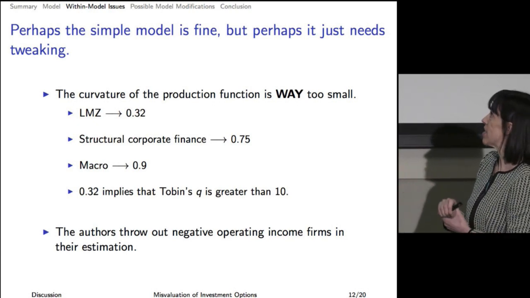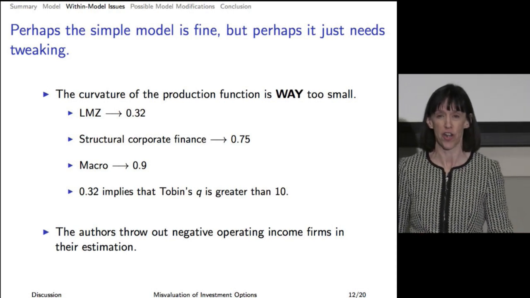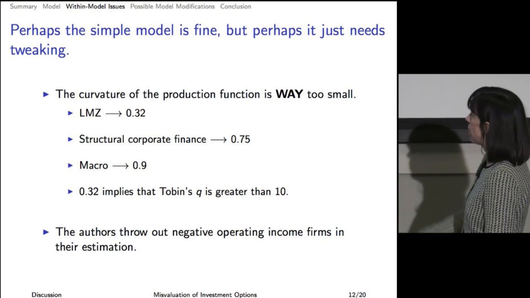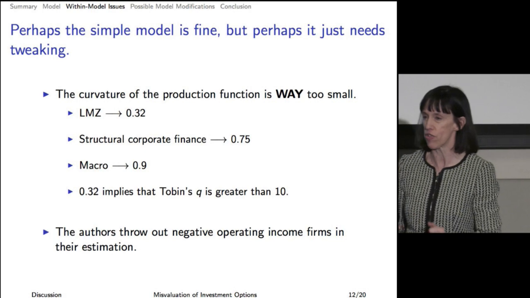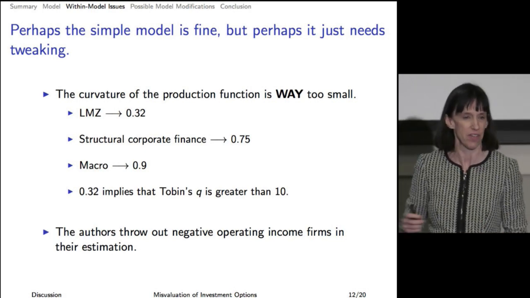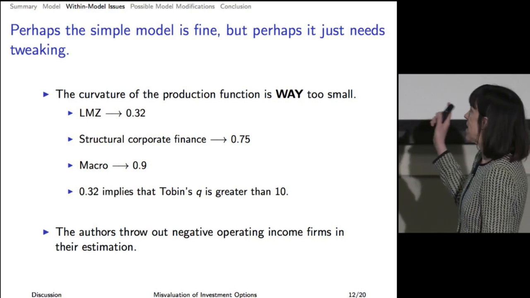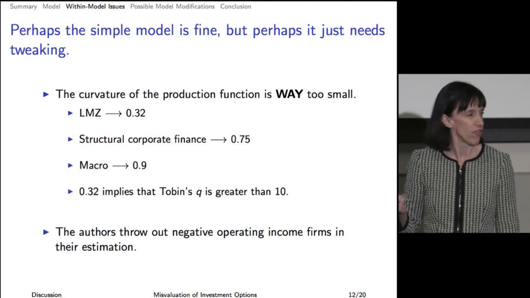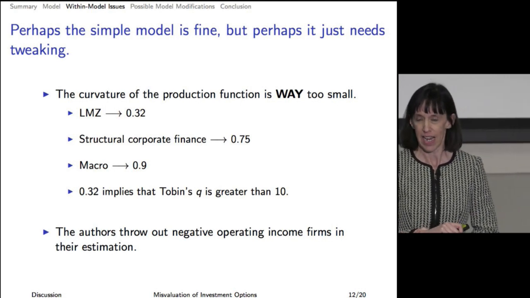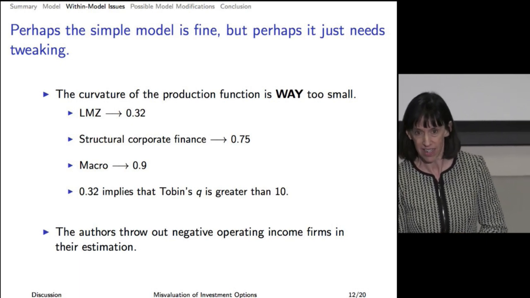The first thing that struck me is that their estimates of the curvature of the production function are crazy low. They're just crazy low. So they get about 0.32. If you go to structural corporate finance and kind of average everything that everybody's done, it's about 0.75. If you go to the macro guys, it's 0.9. 0.32 is a bad number for two reasons. It basically implies that Tobin's Q is way over 10. It also implies that demand is about as downward sloping as a double black diamond.